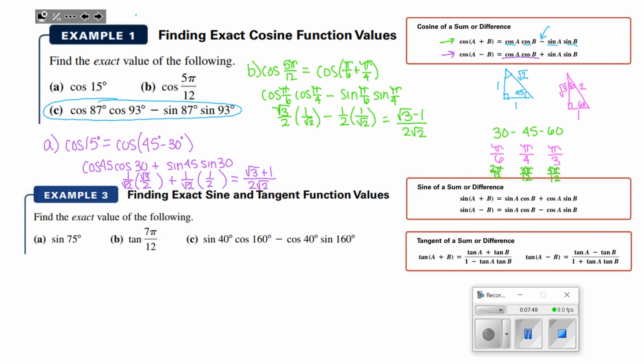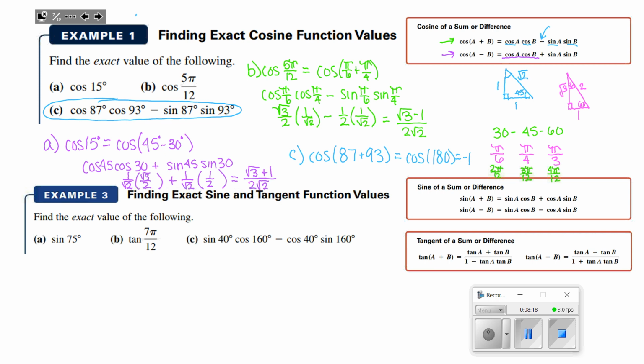So this is really the same thing, C, as cosine 87 plus 93. So cosine 87 plus 93 is cosine 180, which equals, hopefully you indicated, -1. Good job.